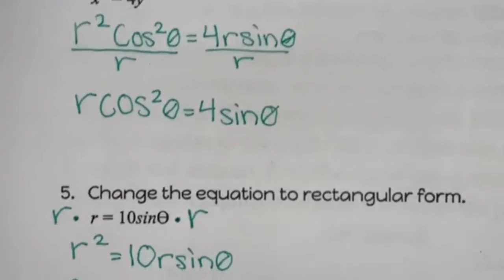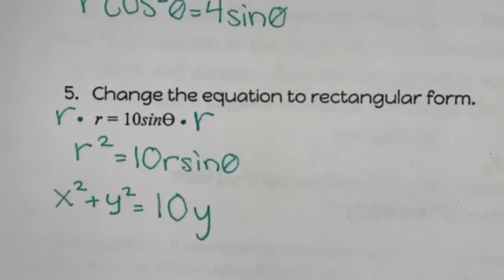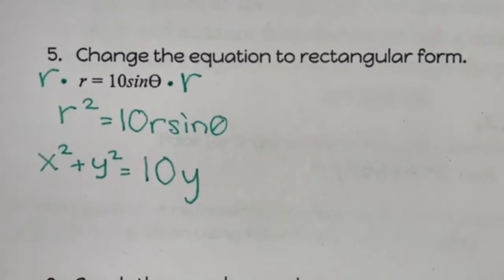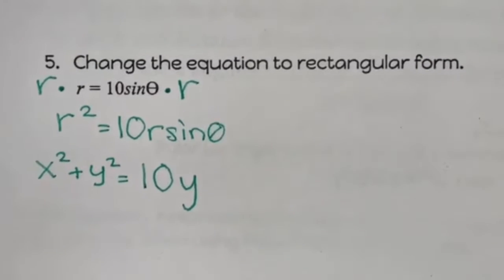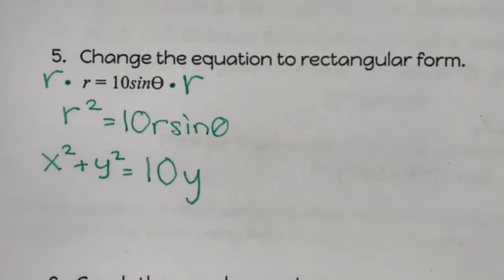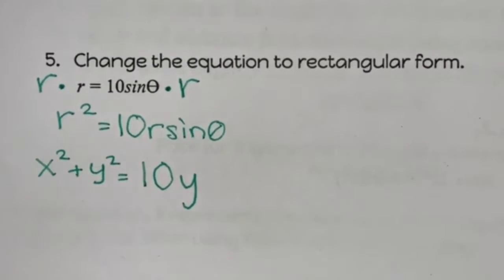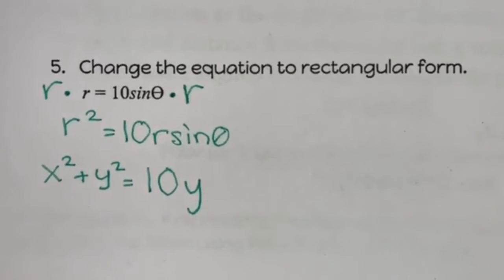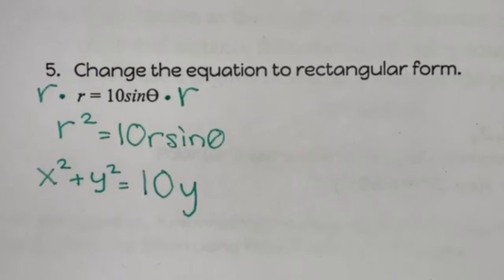Question 5 is very similar, but in this one you are changing from polar form to rectangular form. In this you want to end up with all x's and all y's. To start, you multiply both sides by r. This leaves you with r squared equals 10r sine theta.